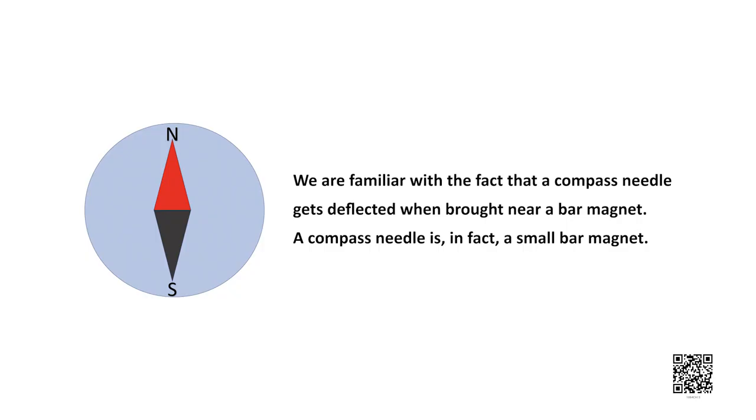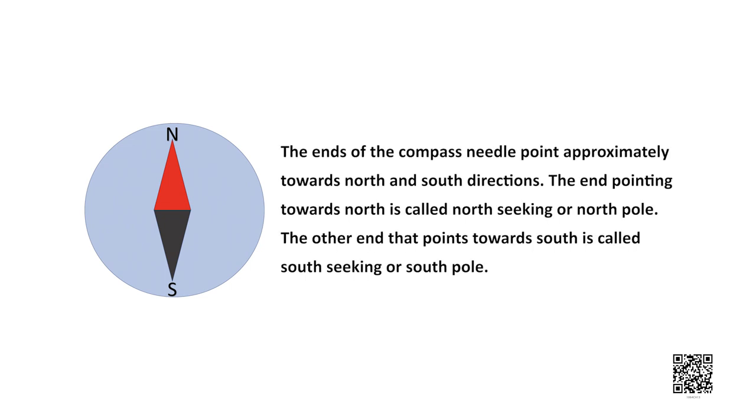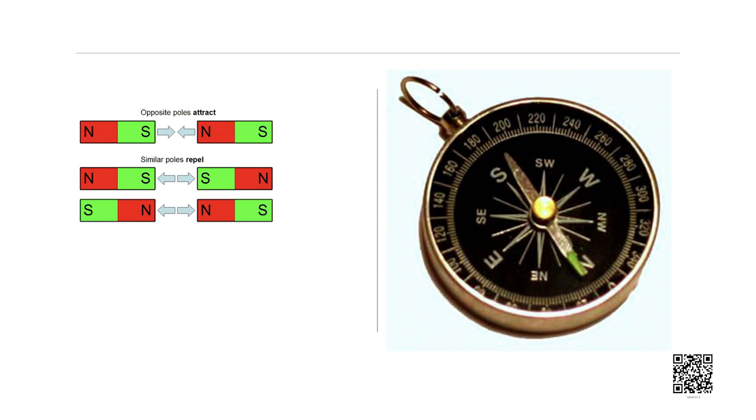We are familiar with the fact that a compass needle gets deflected when brought near a bar magnet. A compass needle, in fact, is a small bar magnet by itself. The ends of the compass needle point approximately towards north and south directions. The end pointing towards north is called the north seeking or north pole. And the other end that points towards the south is called the south seeking or the south pole. Through various activities, we have observed that like poles repel while unlike poles of magnets attract each other.